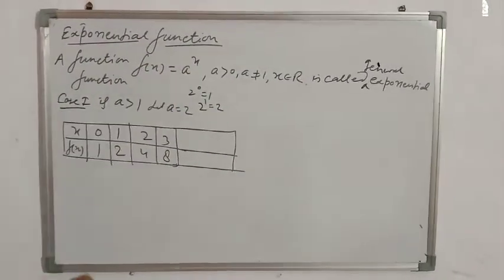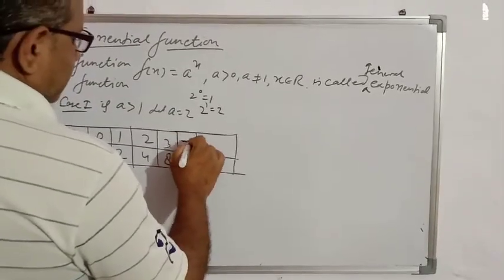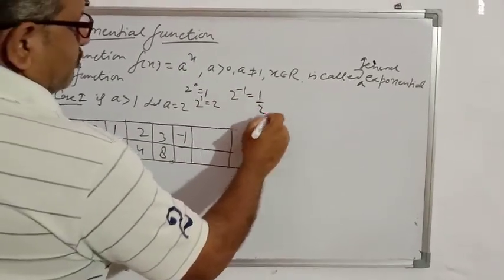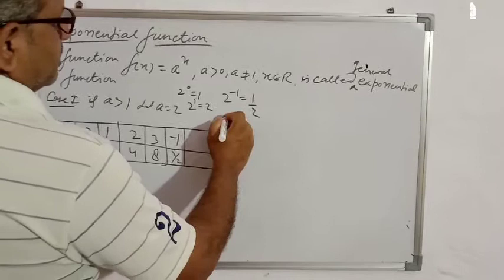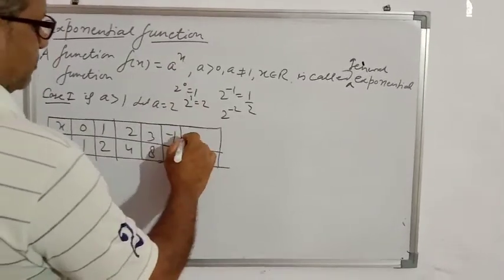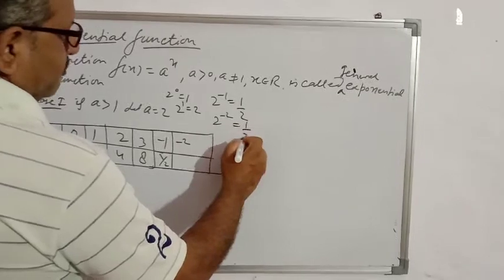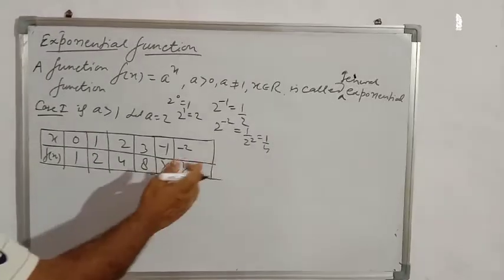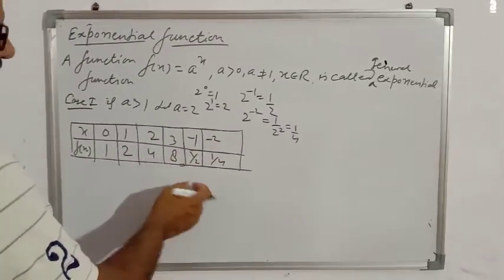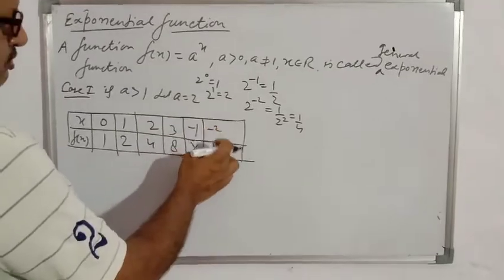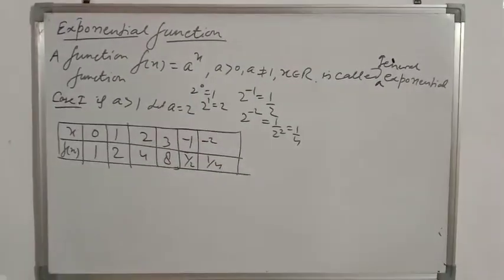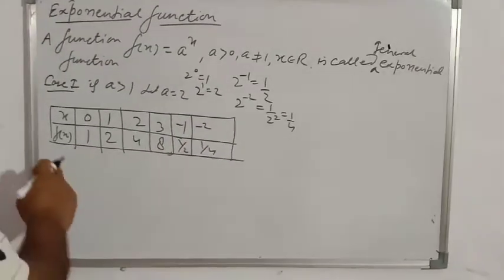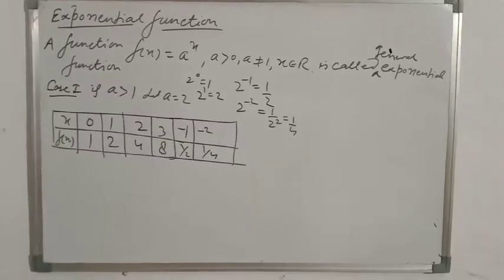Take some negative values of x. Suppose x is minus 1. So 2 to the power minus 1, its value will be 1 by 2. Take x is minus 2, 2 to the power minus 2, it will be 1 by 2 square, so 1 by 4. So as x decreases, f(x) decreases, as x increases, f(x) increases. And at x equal to 0, f(x) is equal to 1.